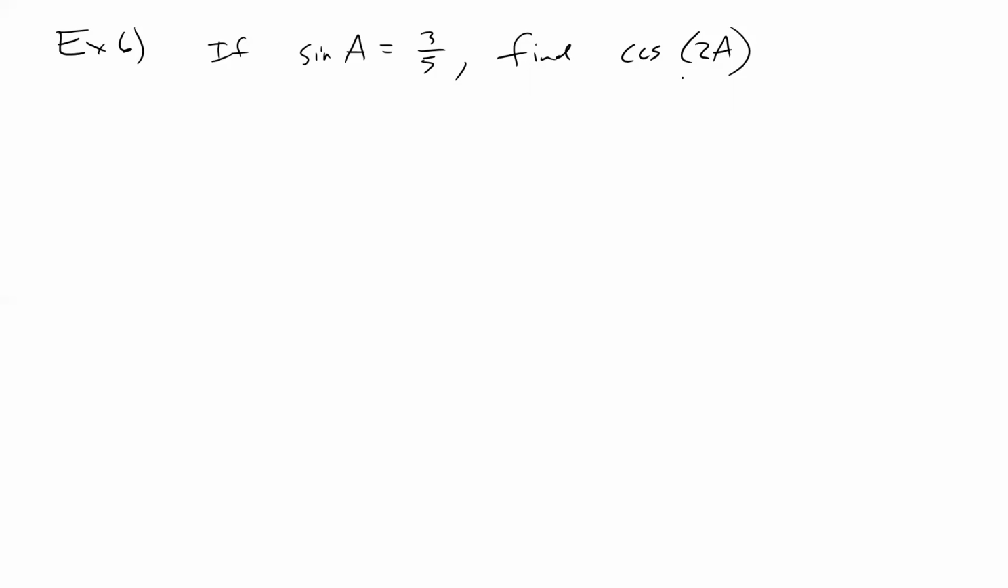All right, so again, we have 3 different formulas to choose from. You guys talk to me here. Which formula do you want to choose? I'm thinking I'm going to go with 1 minus 2 sine squared. That one right there. Cool. I want to choose that one because I just know what sine is. We good? If it said cosine A is equal to 3/5, I would choose the other one.